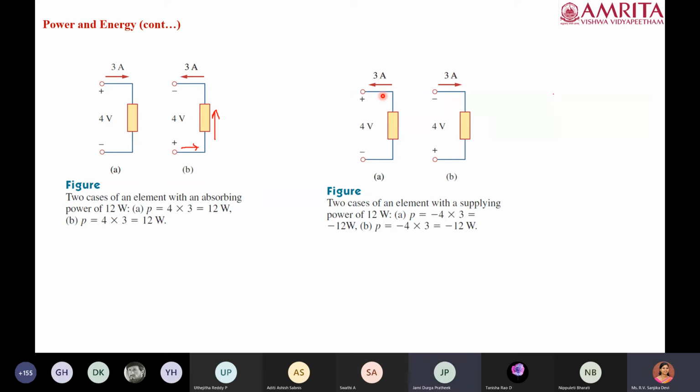And what about the second case? Here we see 3 ampere entering into the negative terminal. So this 3 ampere will flow through the element and come out of this positive terminal. Since the current is coming out of the positive terminal, it is supplying power, and as per the convention, it is represented as minus 12 watt. So minus power represents that it is supplying, and if the power is positive, it represents that it is absorbing.